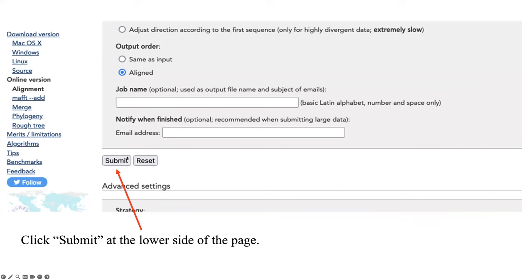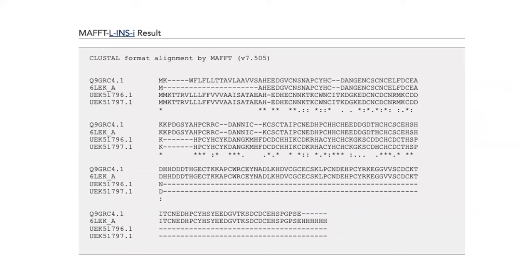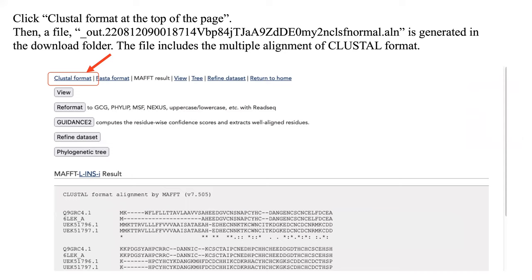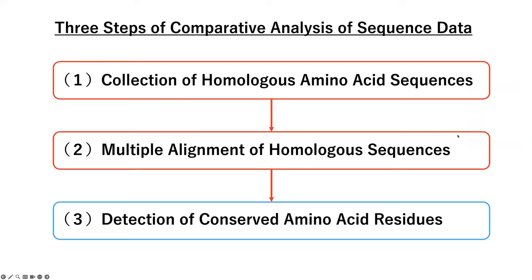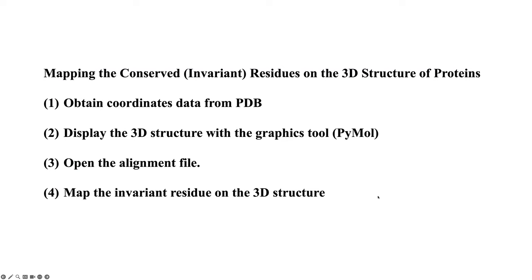Okay, so this is the alignment. Now a multiple alignment of homologous sequences is generated. The next step is, based on the amino acid multiple alignment, to detect the conserved amino acid residues and map them on the three-dimensional structure. At first, let's obtain the coordinate data of the cement protein 20K.